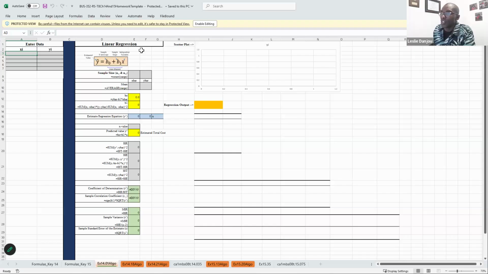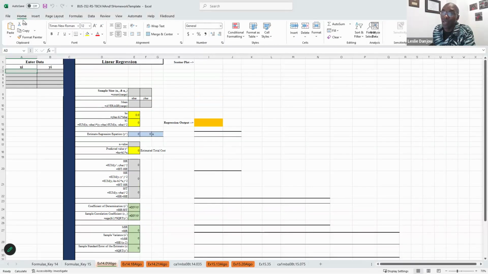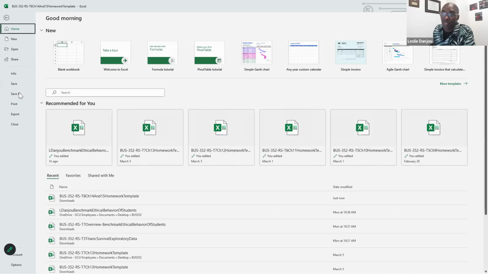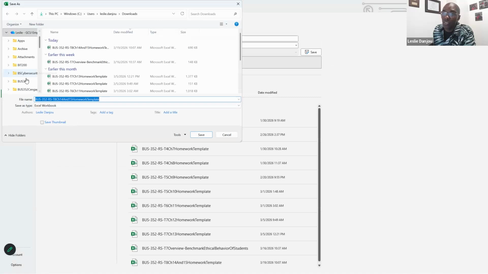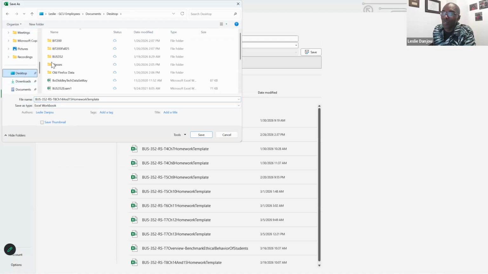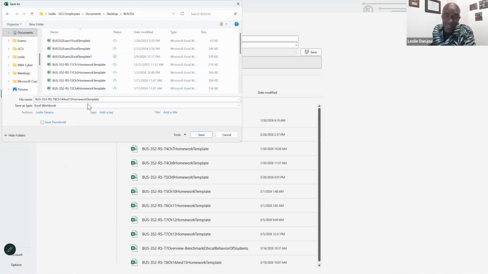All right. Once you have it downloaded, please enable it and save it. So file, save as, please put it somewhere on your desktop. And hopefully by now you have a folder for BUS352. So let me scroll down to my desktop. Here's my BUS352 folder. I'm going to save this Excel template in here because once again, we will have 5 questions on this Excel template that will show up on the exam. So I'm going to save it.